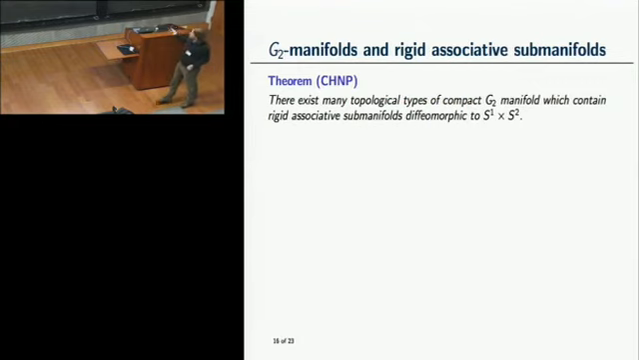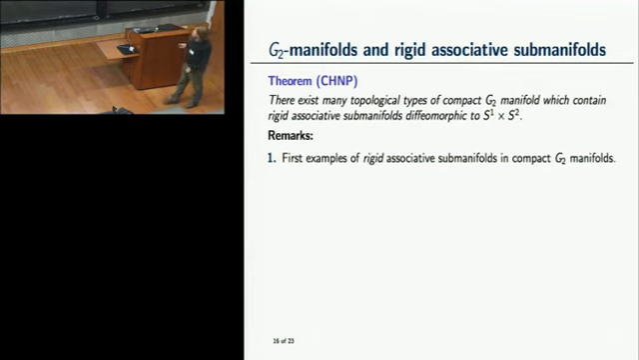So an immediate outgrowth of this is then that there are many topological types of compact G2 manifold that contain rigid associative curves that look like S1 cross S2. So in terms of associative submanifolds in a genuine G2 manifold where we can actually prove that they're rigid, these seem to be the first examples. In Joyce, there are some obvious associative submanifolds. It looks like they should be rigid, but I don't think one could actually prove that because of the way they were constructed.